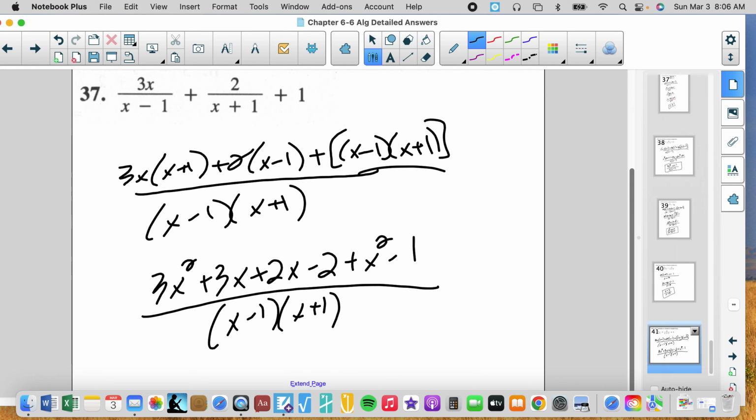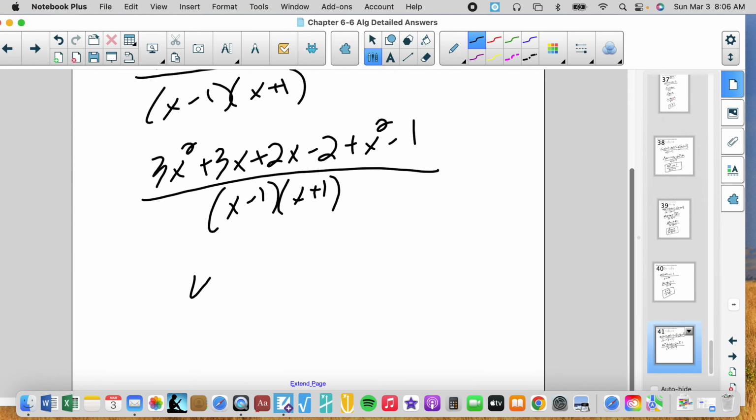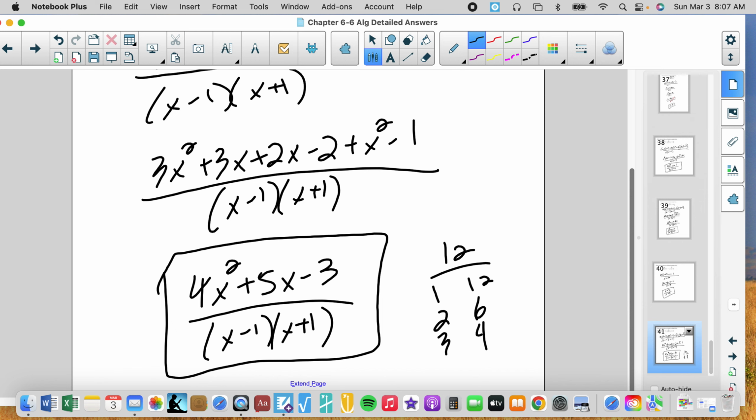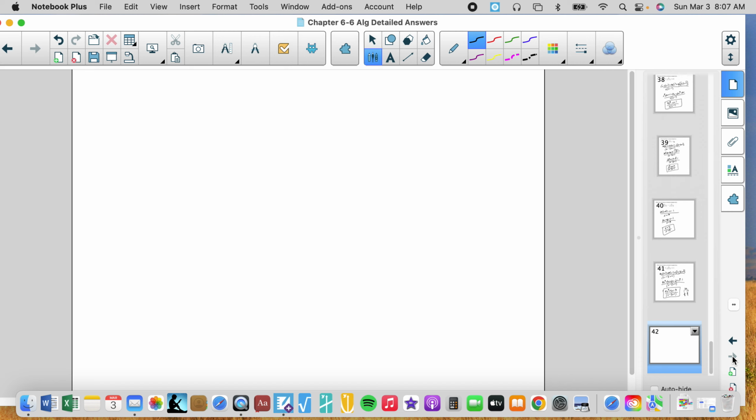It's interesting why they decided which ones were going to cancel and which ones weren't. That's 5x, and that's minus 3 all over x minus 1, x plus 1. Factors of 12 when subtracted: 1 and 12, 2 and 6, 3 and 4. That's no middle. Does not equal 5. Boom. All right. Only one of them canceled. That's a bit of a bummer, if you ask me.